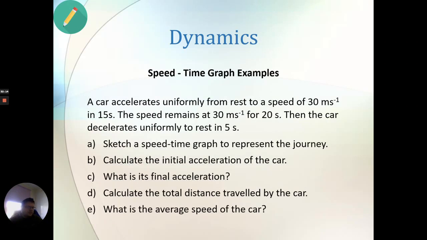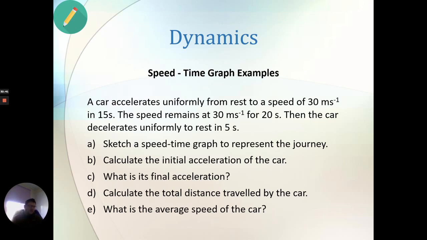Okay, so a car accelerates uniformly from rest to a speed of 30 meters per second in 15 seconds. The speed remains at 30 meters per second for 20 seconds, and then the car decelerates uniformly to rest in 5 seconds. Now, I'm going to remind you once more, this whole section I would like you to copy out. This is not in your notes. I want you to have all this copied down because I want you to see where this comes from.